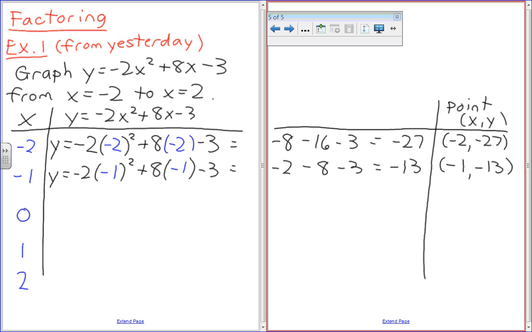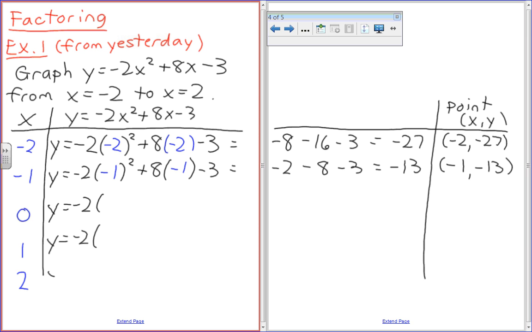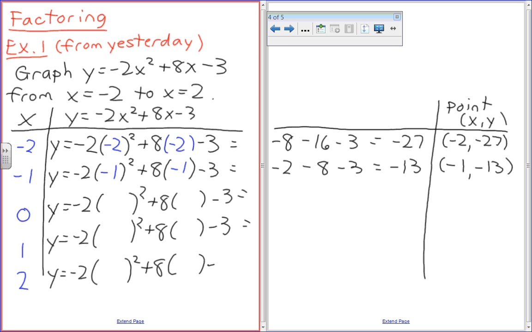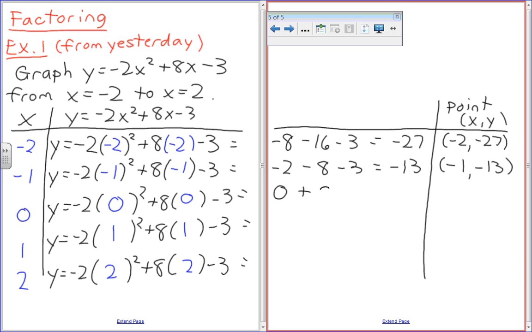I'm going to fill in the rest of the table fast if that's okay. Is that cool? Okay, and I'm going to do 0. Okay, negative 2 times 0 is 0. 8 times 0 is 0. Negative 3. Negative 2 times 1 is negative 2. Plus 8 minus 3 is 3. And 4 times 2 is 8. Negative 8. Plus 16 plus 3, which is 5.